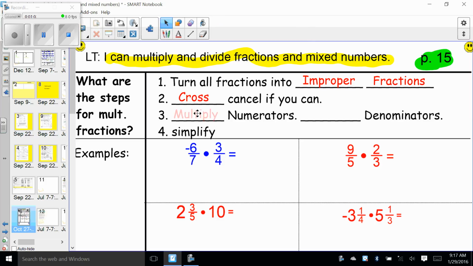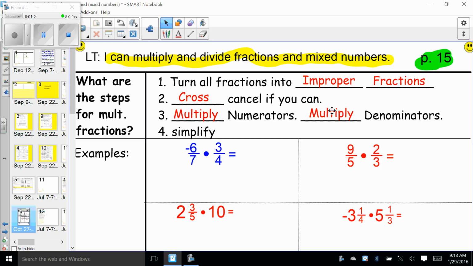We will then multiply the numerators and multiply the denominators. And then finally, we will simplify. So make sure you get those notes in for the 4 steps. A lot of triangle problems are going to come into play here. So we'll be thinking about those triangle problems that we did earlier back in the integer unit.